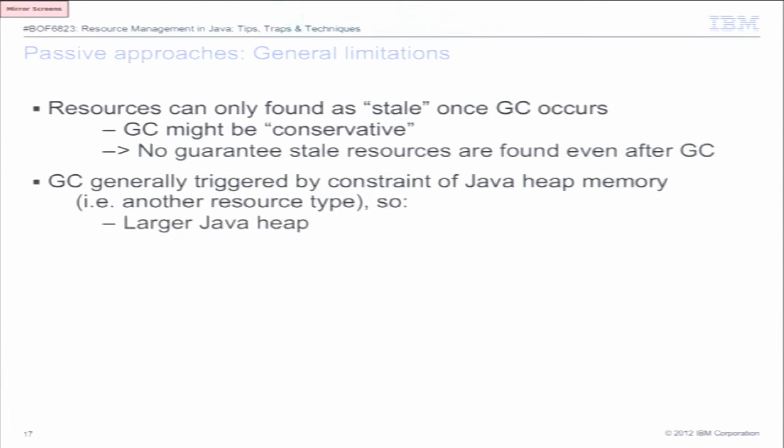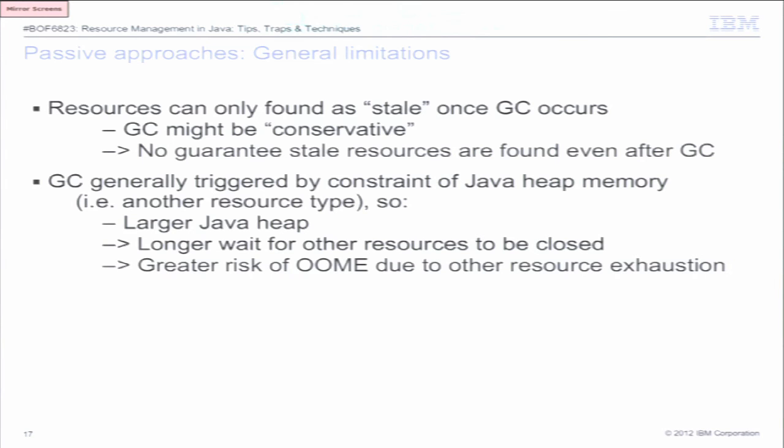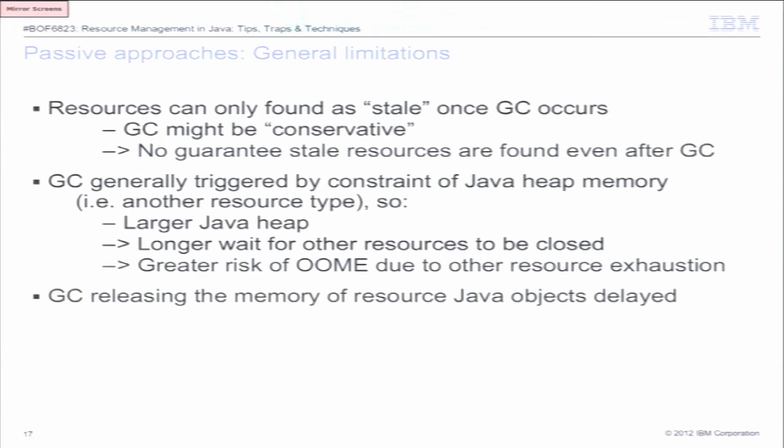So perversely, if you have a larger Java heap, then it can be longer before it's spotted that other resources, or objects associated with other native resources, are ready to be closed. And so you can run a greater risk of getting an out-of-memory error due to the exhaustion of other native resources. And that's a really weird thing when you see it. It's completely counterintuitive to think that by reducing the size of the Java heap, you might actually lessen the chance of getting out of memory.